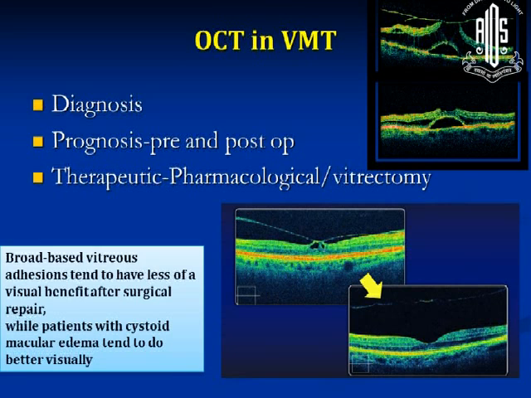Broad-based vitreous adhesions tend to have less visual benefit after surgical repair, while patients with cystoid macular edema tend to do better. The conclusion of the OCT studies is that patients with cystoid macular edema tend to have better visual acuity than those with broad-based adhesions.